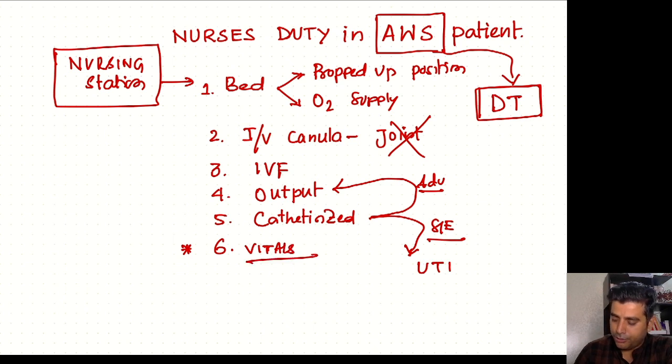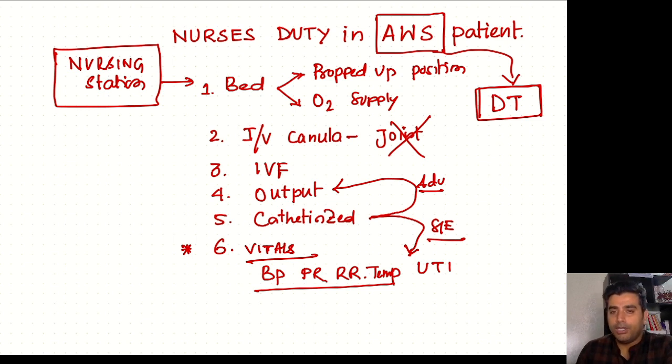In vitals, you need to record the blood pressure, the pulse rate, the respiratory rate, as well as the temperature. These are the important vitals of the patient. Actually, if vitals are stable, remember your patient won't die immediately. If vitals are not stable, then you are in trouble. Anytime the patient may collapse, so you need to be very careful in vitals monitoring.